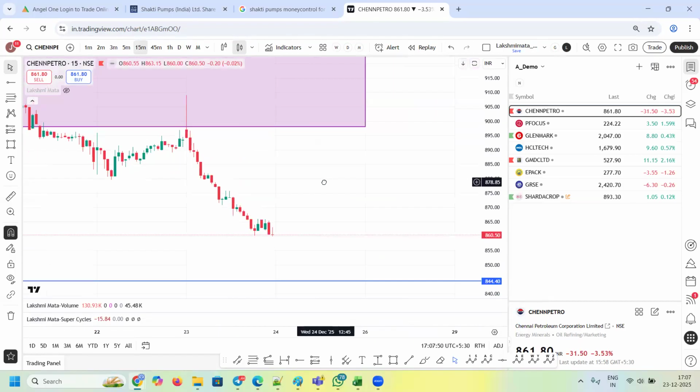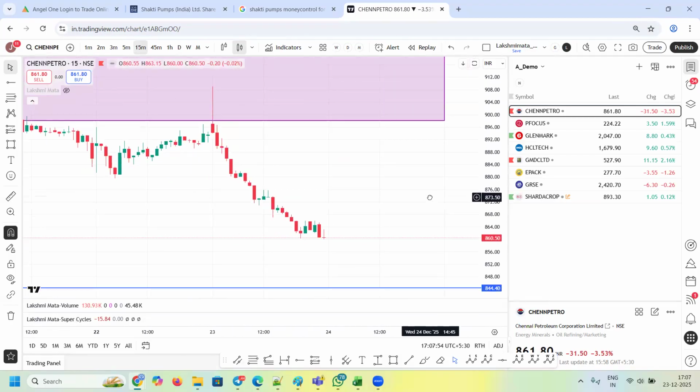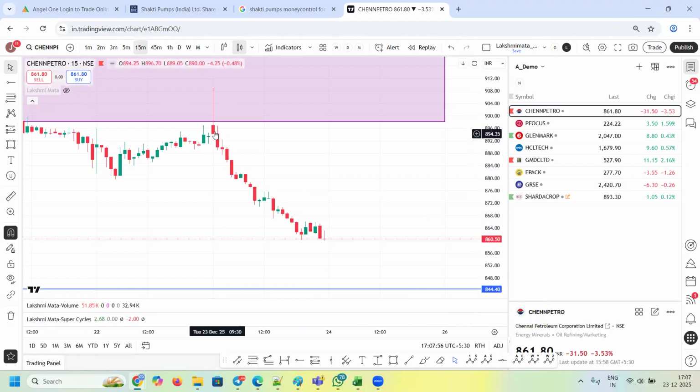If you can see this, this is the 23rd, today's 9:15 candle. And that wick has completely crossed down that box. That box you can also see, it was clearly a box.